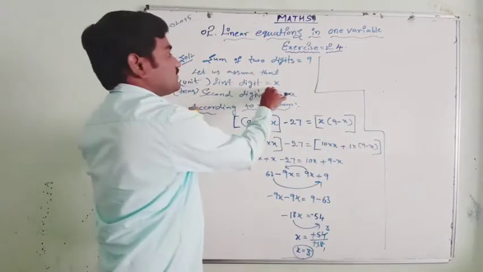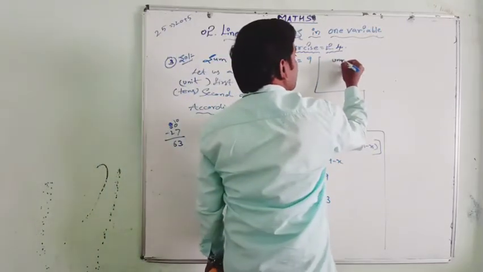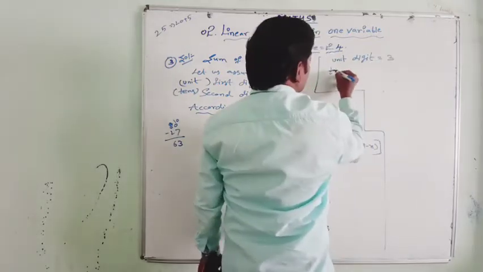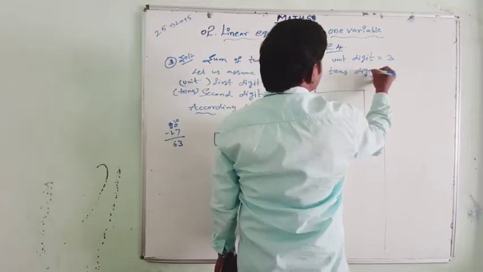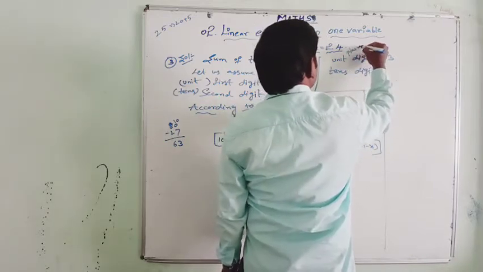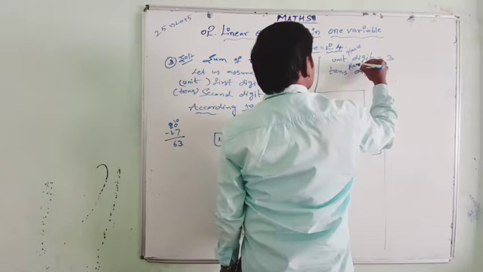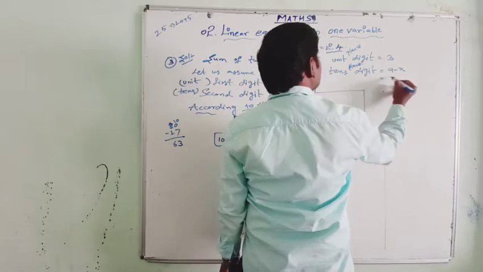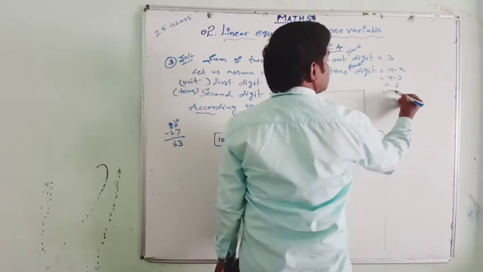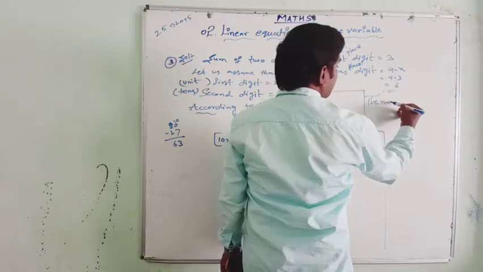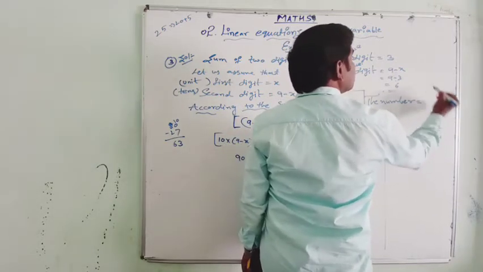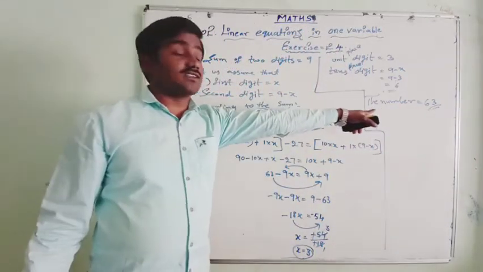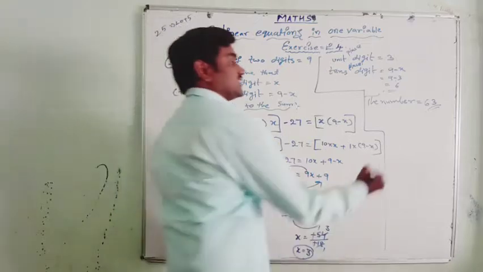What is x here? The first digit, that means unit place digit. Unit digit equal to 3. Therefore, the tens place digit: unit place digit and tens place digit. That equal to tens place digit is 9 minus x, that equal to 9 minus 3, that equal to 6. Therefore, the number equal to unit place is 3, tens place is 6, that is 63. You subtract 27 from the 63, you will get 36.